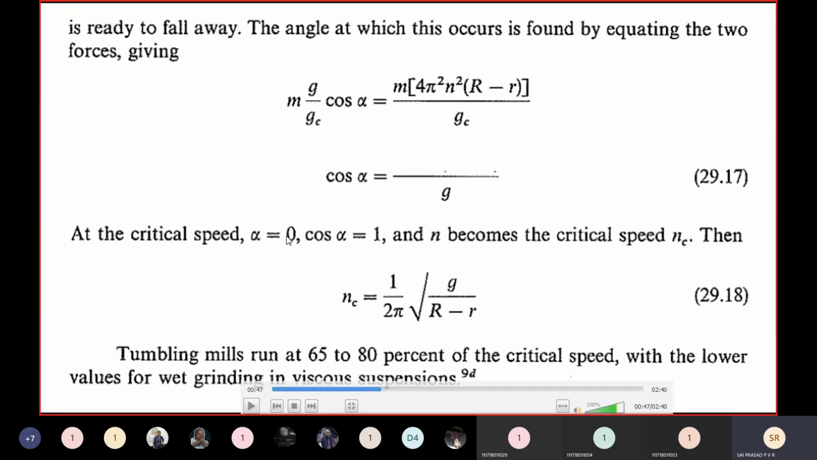At the critical speed alpha is equal to 0, so cos alpha will be 1, and n becomes the critical speed. This is the formula for the critical speed of the ball mill: nc is equal to 1 by 2 pi times the square root of g by R minus r, where g is the acceleration due to gravity, R is the radius of the ball mill, and r is the radius of the grinding medium. So here we can make one observation. This value will be fixed as long as R is fixed, and the spherical ball which we have taken is also fixed.